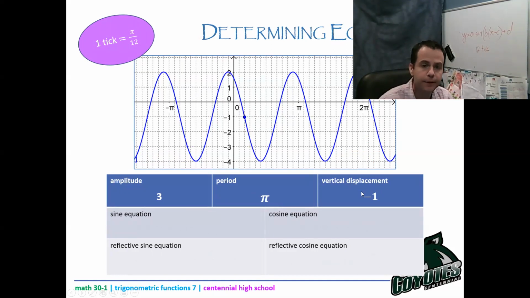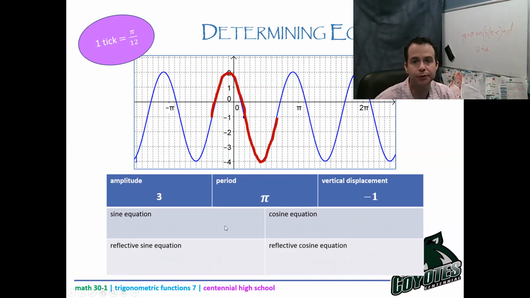So now the only difference is going to be how I get the phase shift for the sine equation, the cosine equation, the reflective sine, and the reflective cos. So we're going to go through each one of these and just try and find a picture. So let's deal with the sine equation first. You're looking for a picture on this graph where you start at a midline. So you're starting at that -1 line, and you're heading up, okay? So try and find that picture on your paper.